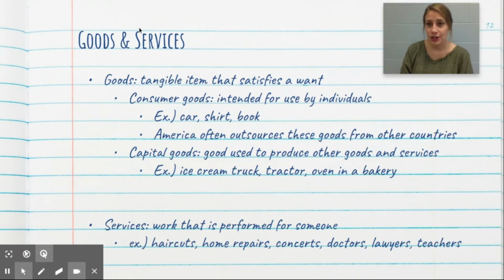So some other things that we need to know are the different goods and services that we will be studying in economics. Goods are tangible items that satisfy a want. Goods can be things like your iPhone, a computer, a pen, a pencil. They are tangible things that you can hold on to and touch that satisfy our wants. Consumer goods are intended for use by individuals. These can include things like a shirt, a book, a car. They are more intended for an individual person to use, whereas capital goods are goods used to produce other goods. So these can be like ovens in a bakery, machines in a factory, trucks that transport food, tractors because they are helping us produce food.